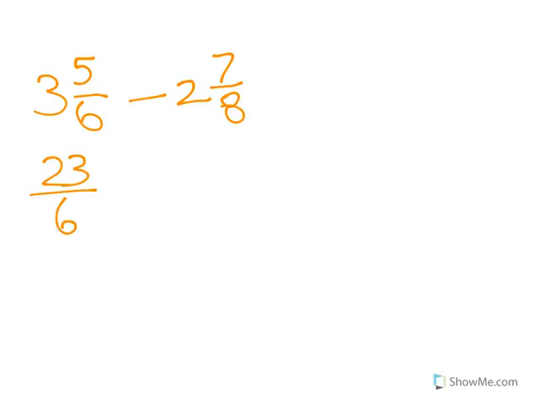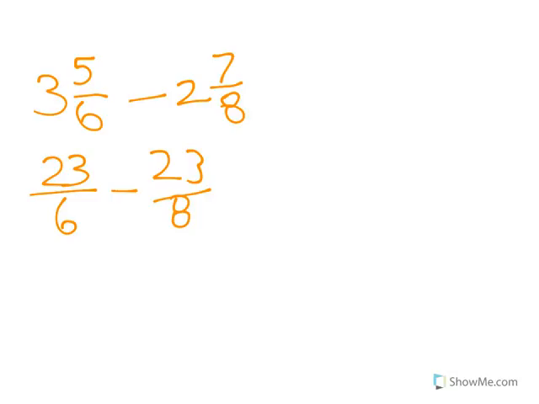It's just if you have something like this, 3 and 5/6 minus 2 and 7/8. In this case here, we're going to change this into an improper fraction again. It's going to be 23 over 6 because 3 times 6 is 18, plus 5 more is going to be 23. And then we're going to change this one to an improper fraction. 2 times 8 is 16, plus 7 more is going to be 23.